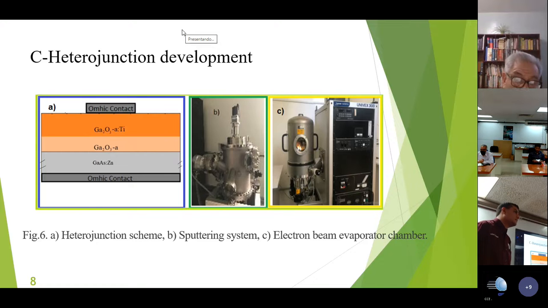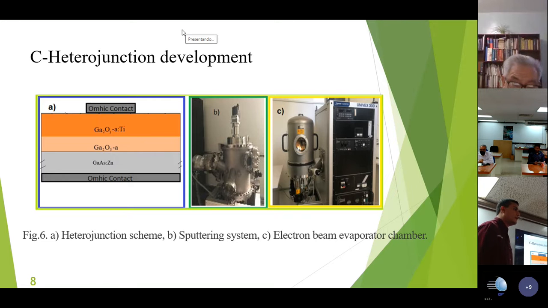Yes, this. Can you tell us again, what is your substrate? What is the material? This is gallium arsenide. Doped with zinc, or what is it? These are only contacts. We use gold for the gallium arsenide, nickel and vanadium for the gallium arsenide.